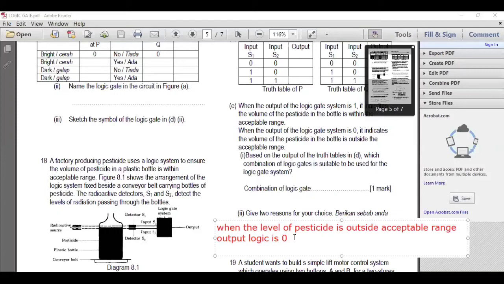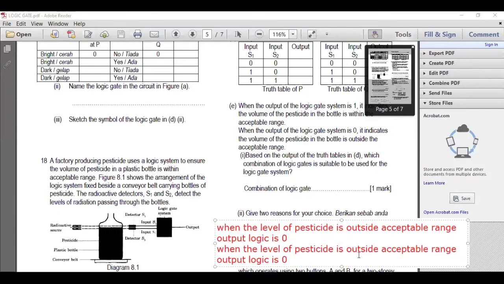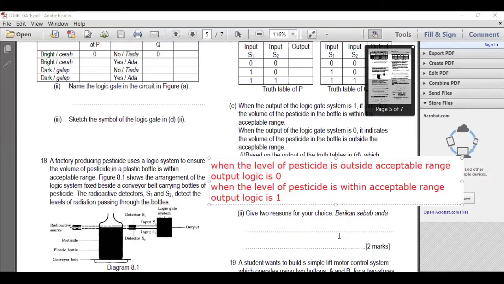And then when the level of pesticide is within acceptable range, the logic is 1. Okay, so you get 2 marks. That's why it's 2 marks. So the level is outside, logic is 0. Level is within acceptable range, logic is 1.